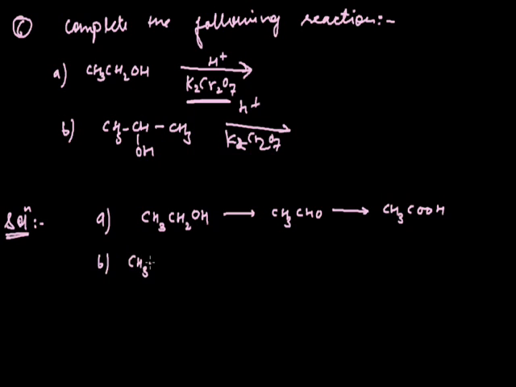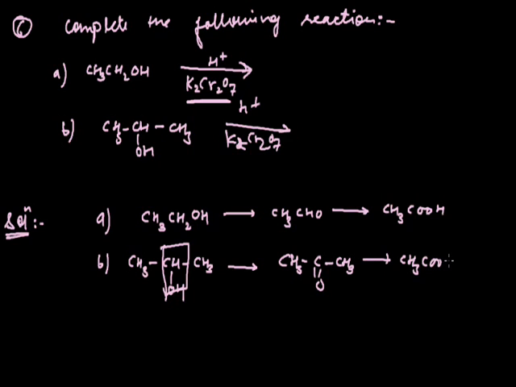In the case of secondary alcohol, this part of the compound will oxidize to form a ketone. On further oxidation it also gives the same acid, CH3CH2COOH.